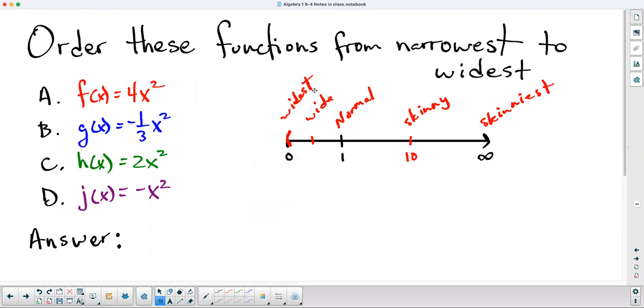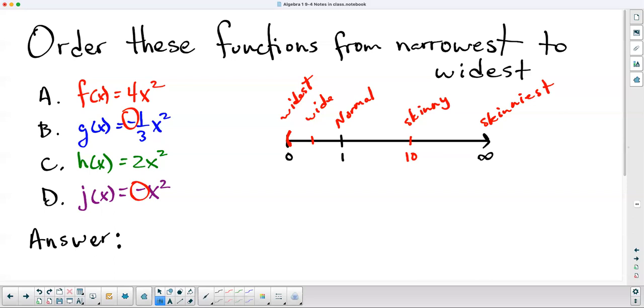As close to 0 as you can get would be the widest you'd get. Now, you'll notice that this number line has nothing with negative numbers on it. And does anybody know why? What did the negative symbol mean again? It makes it go upside down. So a negative symbol means nothing according to how wide it is. So like we have two of them here that have negative symbols. These negative symbols mean nothing. We only care about the number in front of it, not if it's negative or not.